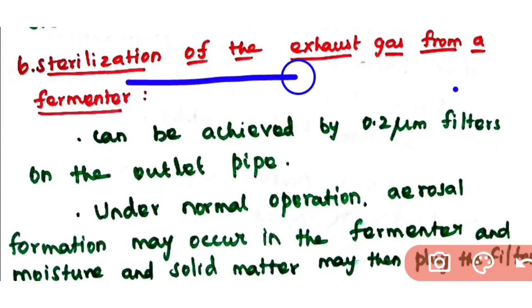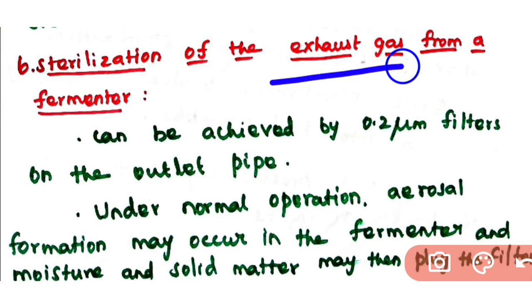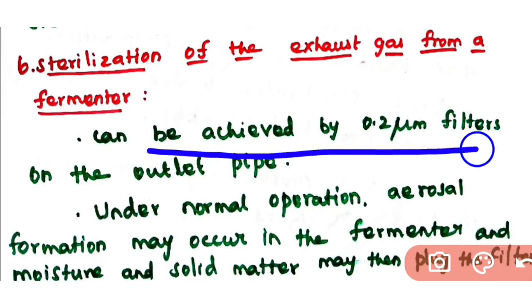Next one is sterilization of the exhaust gas from the fermenter. We have to sterilize the exhaust gas. So exhaust gas also should be free of the microorganism which you use in your fermentation process, and any other contaminants also we have to eliminate, because we are going to release this exhaust gas into the environment. To protect our environment we have to sterilize the exhaust gas. This can be achieved by using 0.2 micrometer filters on the outlet pipe.